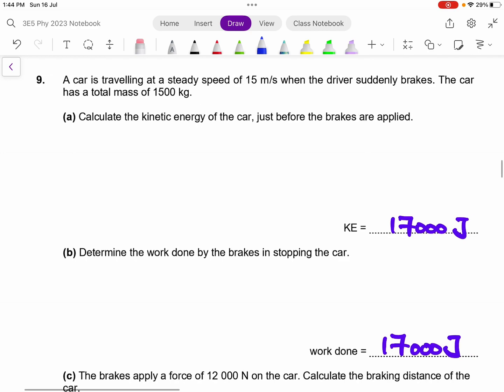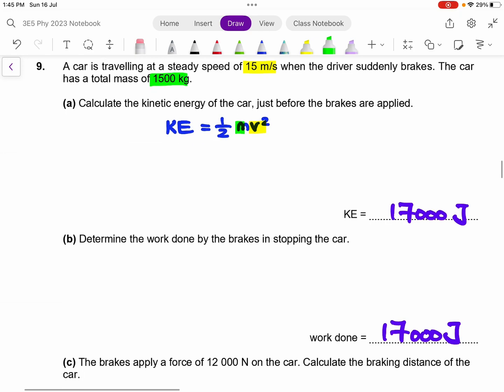You are asked to find the kinetic energy just before braking. So the first approach that you should adopt is actually to put down the formula and check whether there's enough information for you to do a simple substitution. So if it is possible, then no need to worry, just do it, right? So 9A, you can find it.